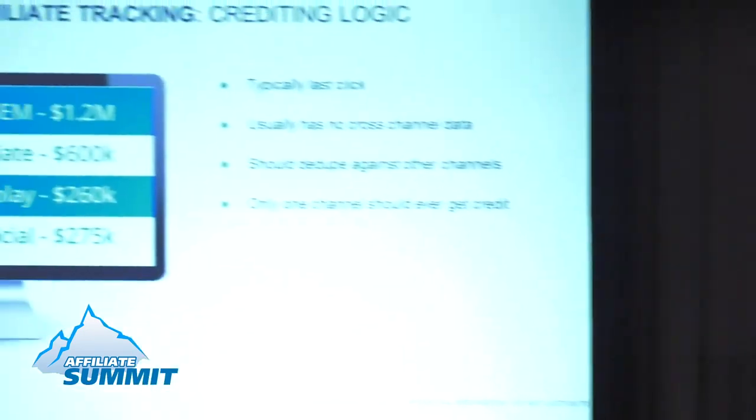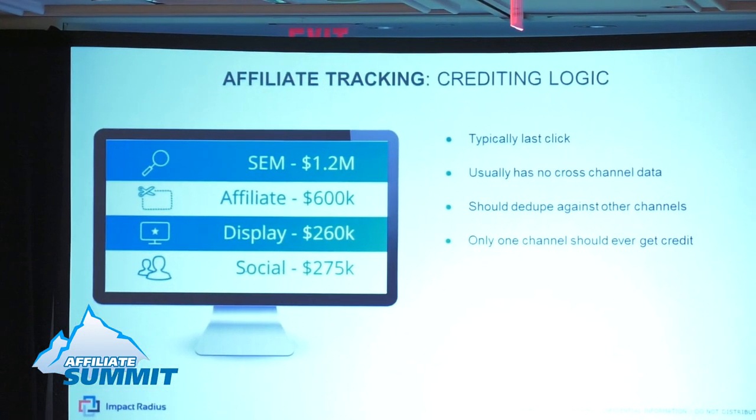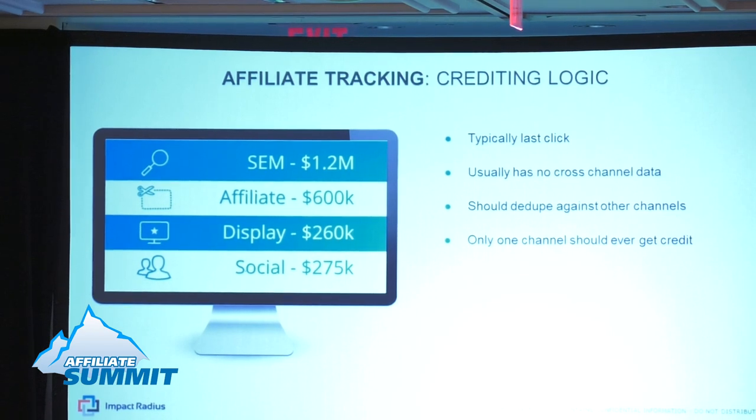And again, we want the numbers to line up so that we're not saying there's $2 million in revenue when there's really $1.6 million in revenue. So deduping and making sure only one channel gets credit. Now this is just on the tracking part, right? What happens with all the other touch points is what we're going to talk about next.